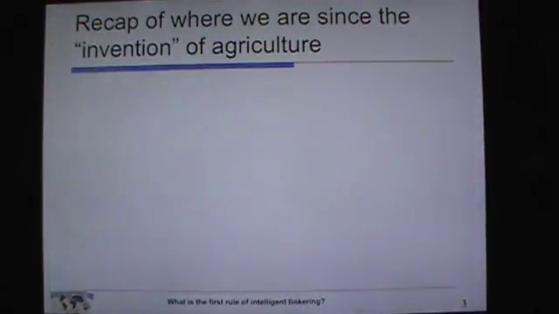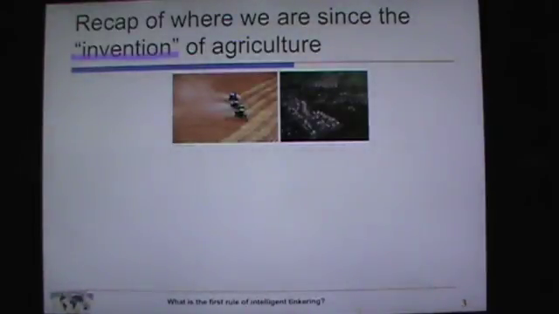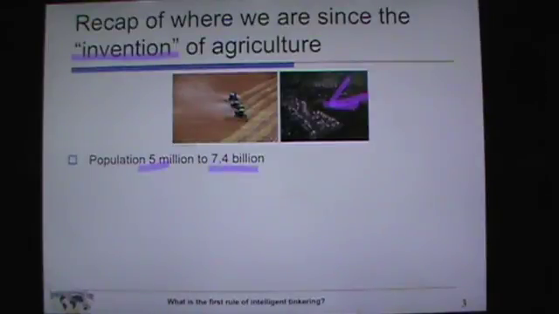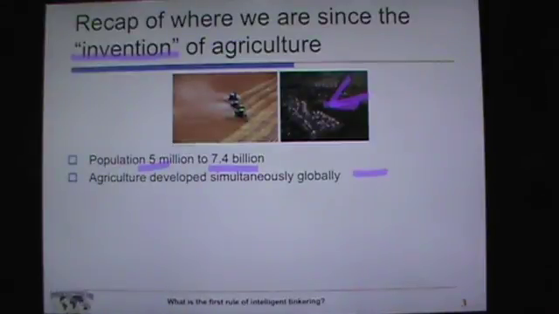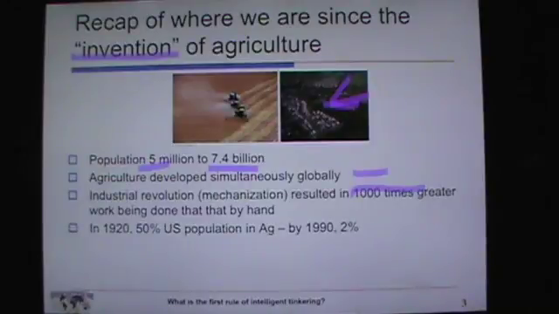So where are we? Since the invention, I like that word, we invented agriculture. Well, I guess we did, didn't we? So, mechanized agriculture, mechanized suburbs. Population has gone from 5 million people up to 7.4 billion people. Ag developed simultaneously globally. We saw that developed in several places in the last lecture. The Industrial Revolution, mechanization. Now we can do 1,000 times more work than was done by hand. But at what cost or what benefit?